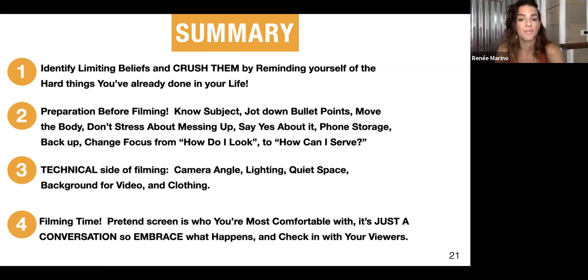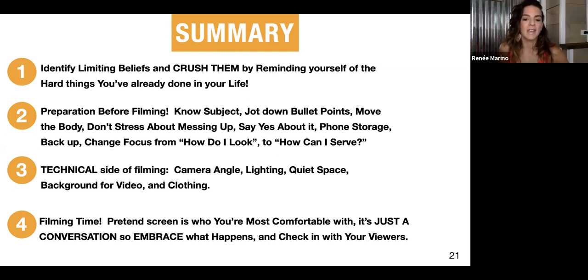Number two, prep before filming. Know your subject, right? Jot down bullet points. Put those bullet points next to the camera if you like. Move that body. I want you to make a playlist for yourself of songs that pump you up so you can turn it on for a second or two before you go on film, right? So you shake out those nerves. And remember, what did we bold? I'm not nervous. I'm excited. Nerves are just excitement turned inside out, right? Don't stress about messing up. Say yes about it. I'm a human. I'm going to mess up, right? Own it. Be excited when it happens. Who cares, right? Make sure you have enough phone storage. Make sure your computer is backed up. Change your focus from how do I look to how can I serve. It's about them, not you.